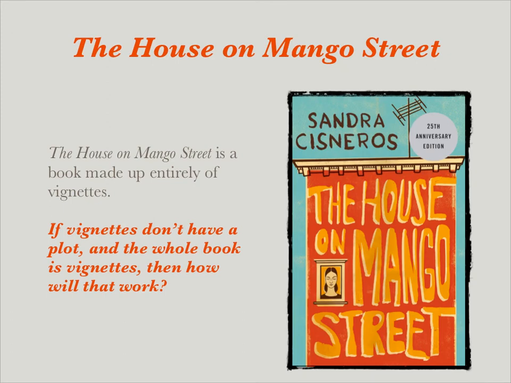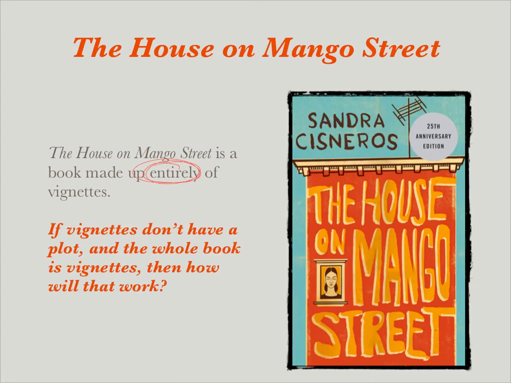Now, the $1 million question. The House on Mango Street, so the text that we are reading, is a book made up entirely of vignettes. There is no cohesive story. There's no exposition, rising action, climax, falling action, resolution. There's no plot. It's simply a series of vignettes about one girl in particular, her family, her living situation, the neighbors that she has, the experiences that she has, but it isn't a cohesive story.